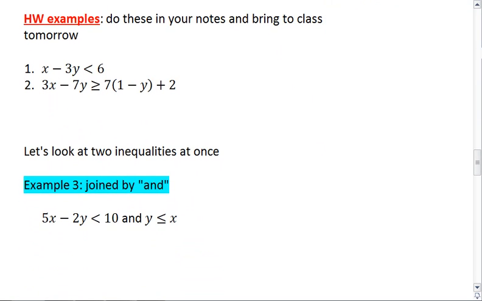If you have any questions on those, go back and review them or reference your textbook, another great resource. Otherwise, try these homework questions in your notebook. x minus 3y less than 6, and 3x minus 7y greater than or equal to 7 times the quantity 1 minus y plus 2. Once you've done those, or if you'd like to save them for later, just make sure that you do them before class.